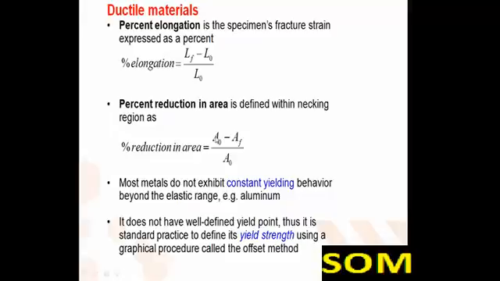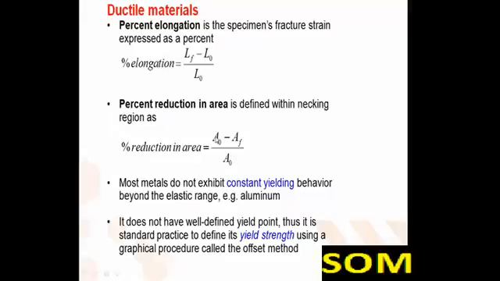Percentage elongation is (LF minus L naught) divided by L naught. LF is the final length, the distance between the gauge marks at fracture. L naught is the original gauge length. Percentage reduction in area is (A naught minus AF) divided by A naught. A naught is the original cross section area, and AF is the final area at the fracture section.